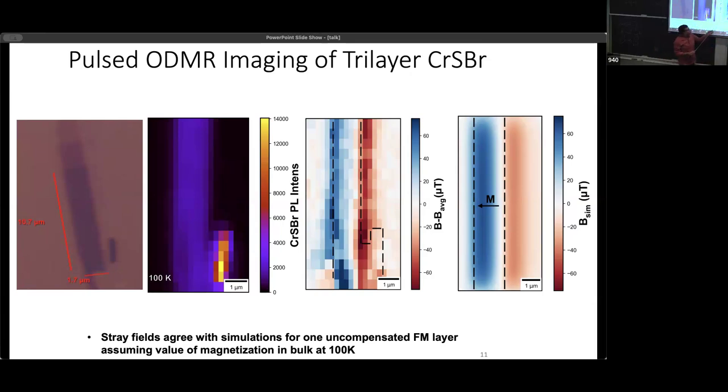And you can use this picture, with the known magnetization of chromium sulfur bromide, and ask yourself what kind of magnetic field I expect from this. And this is our simulation, and you can see even the numbers, everything sort of lines up with each other. So all of this sort of makes sense. Very good. So this is a sort of step one. We can measure small magnetic fields with the sensor.